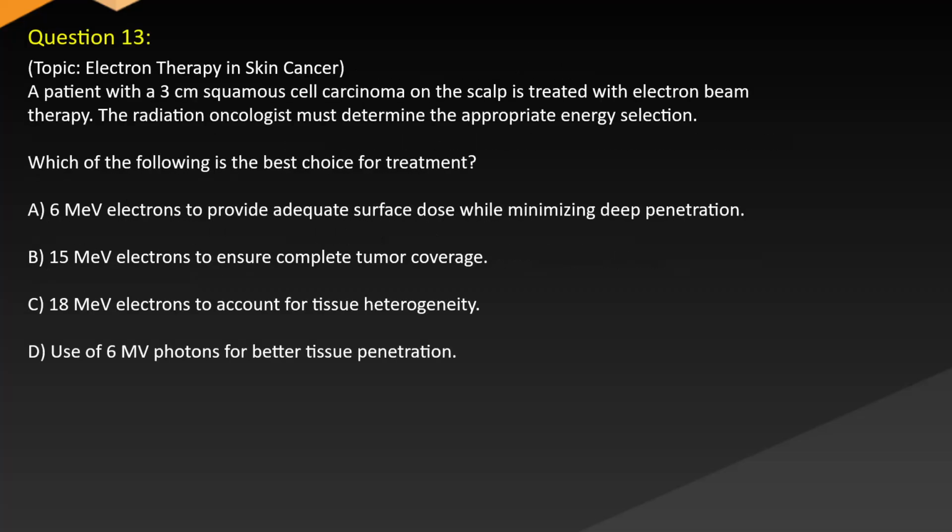Question 13. Topic: Electron therapy in skin cancer. A patient with a 3 cm squamous cell carcinoma on the scalp is treated with electron beam therapy. The radiation oncologist must determine the appropriate energy selection. Which of the following is the best choice for treatment? A. 6 MeV electrons to provide adequate surface dose while minimizing deep penetration. B. 15 MeV electrons to ensure complete tumor coverage. C. 18 MeV electrons to account for tissue heterogeneity. D. Use of 6 MeV photons for better tissue penetration.